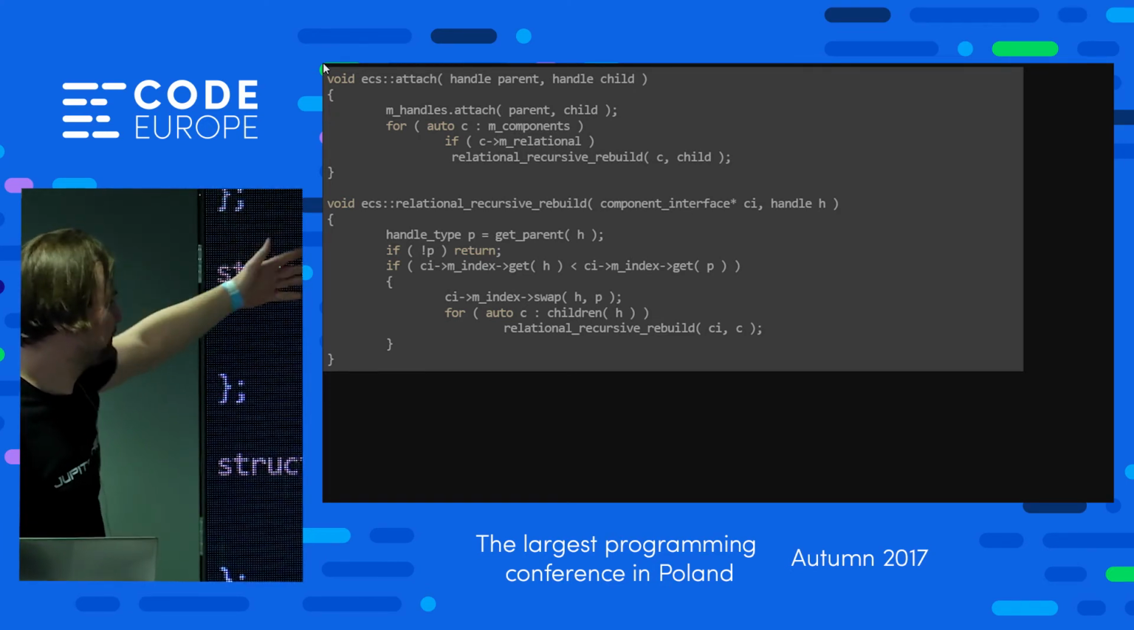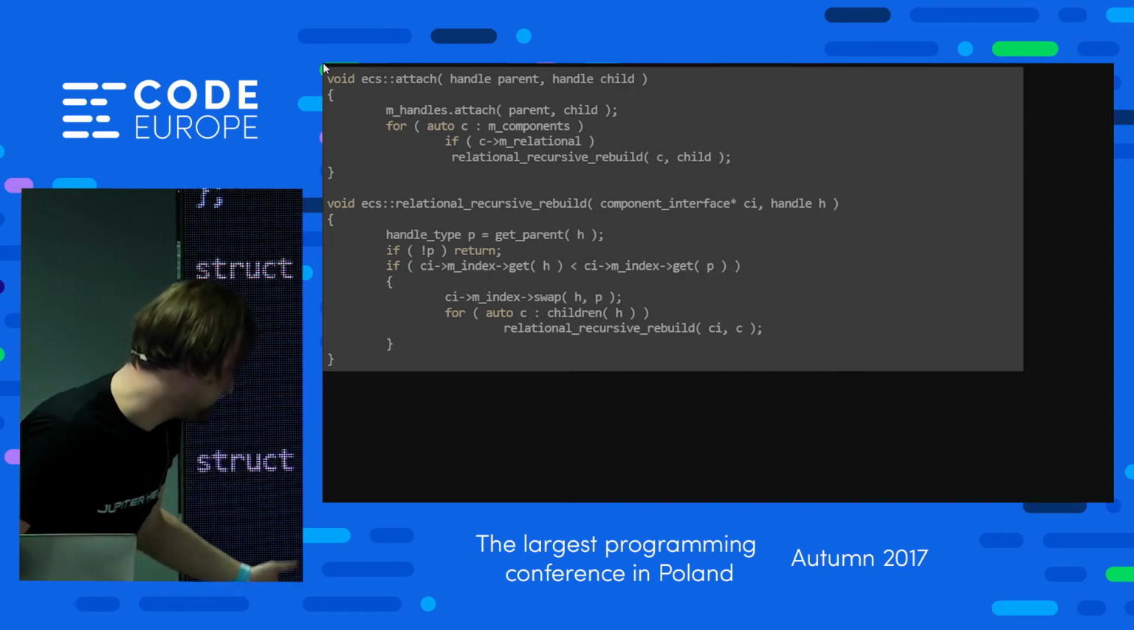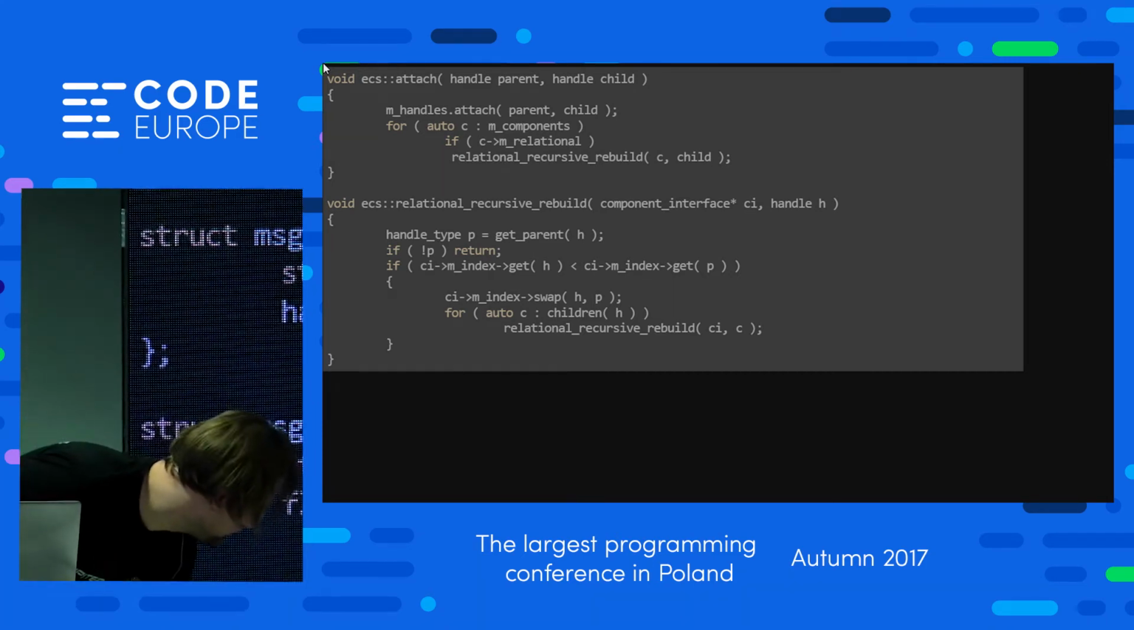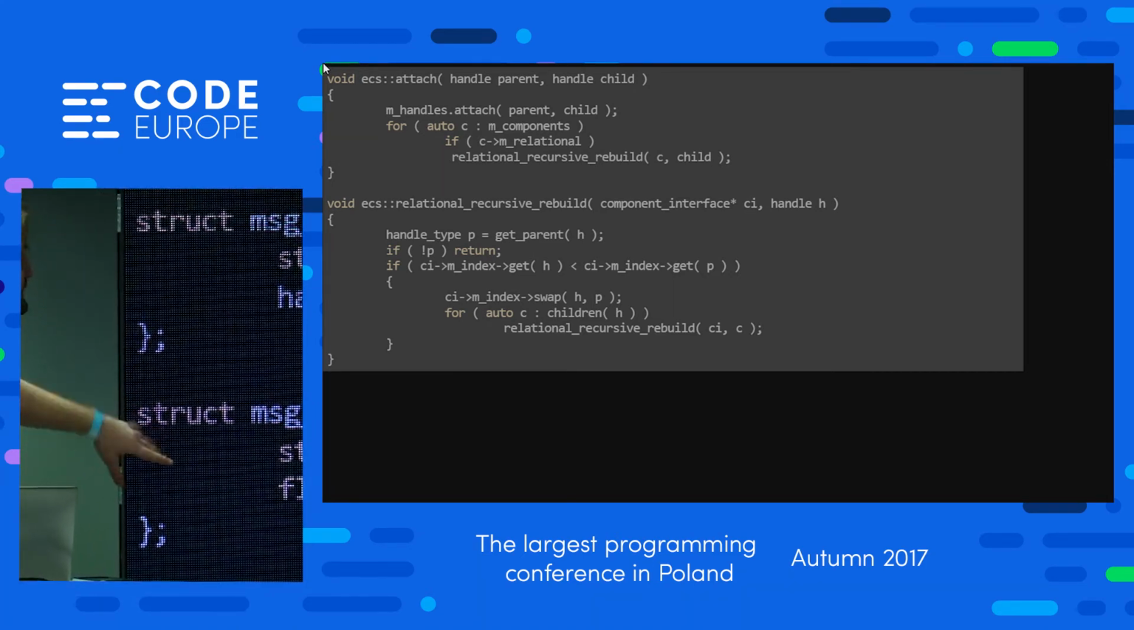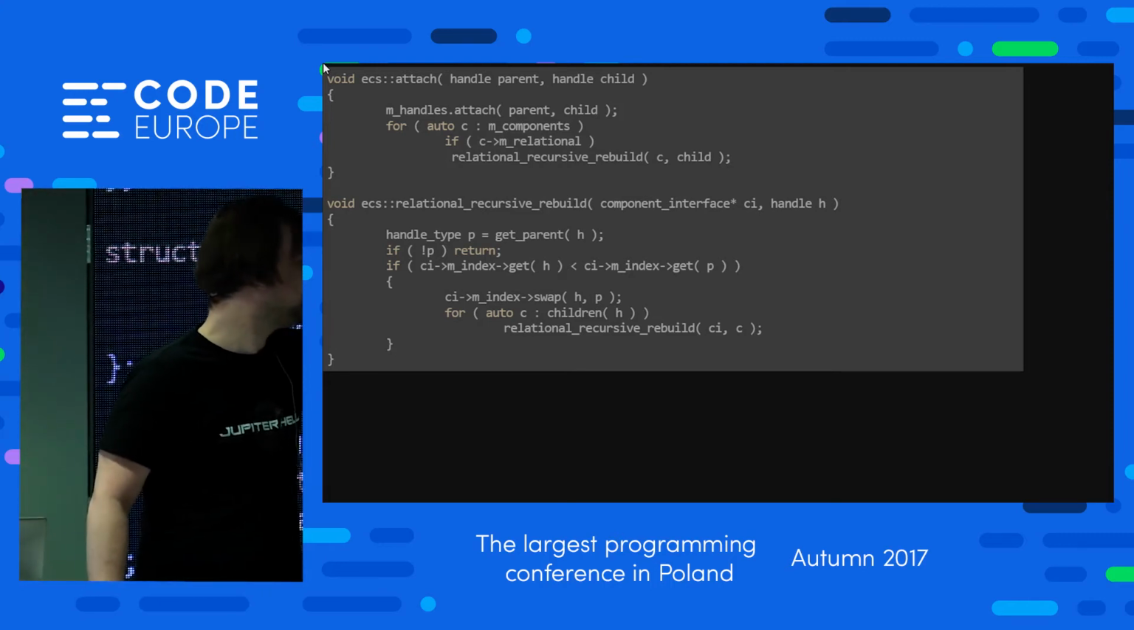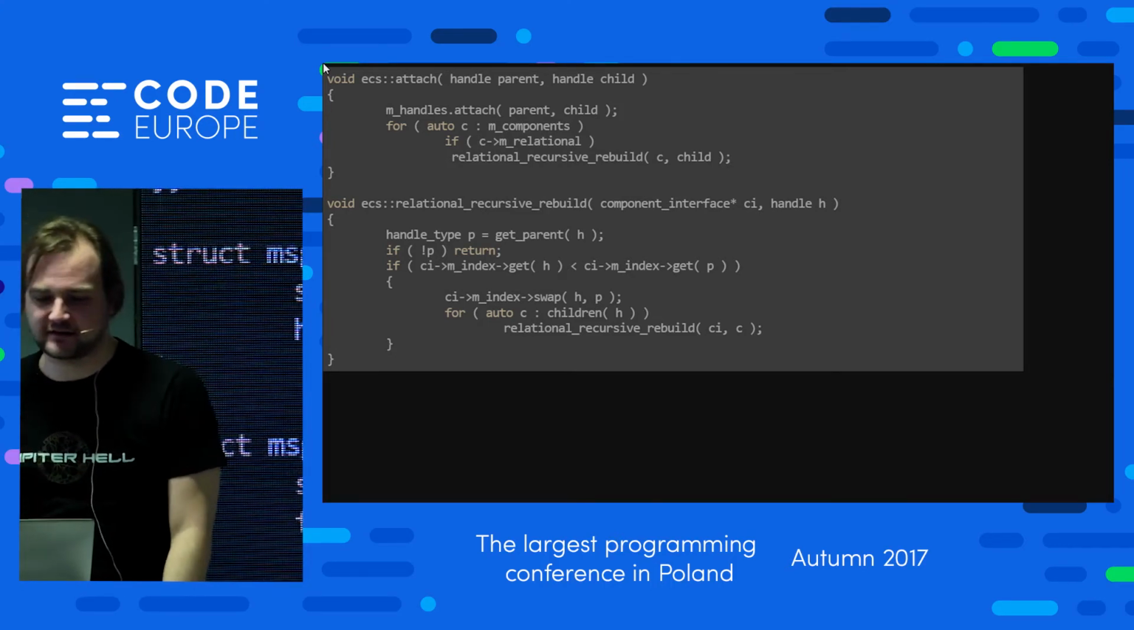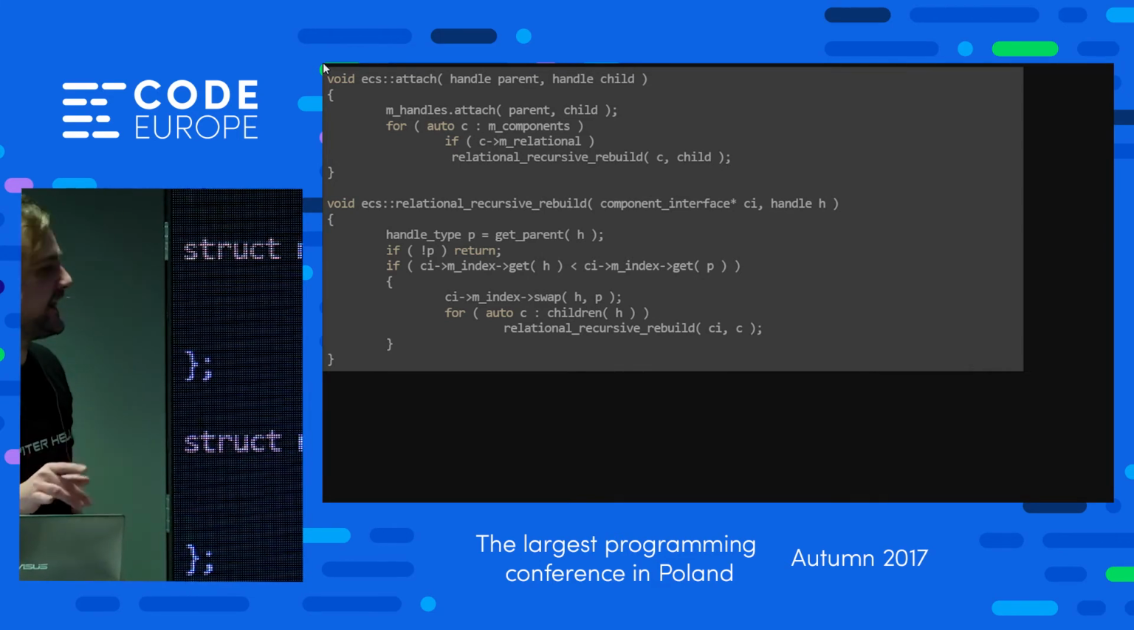We have a structure for message action, message update time, message update visible. Messages can have any amount of data. They are just plain structs, but they need to have a message ID. This message ID is used to make sure that if we cast a message, we always cast to the proper type.